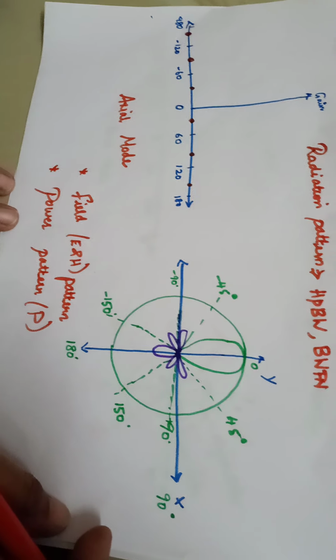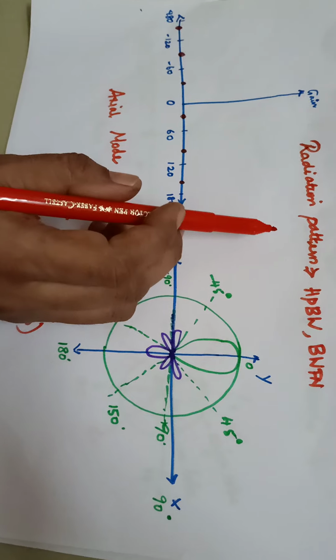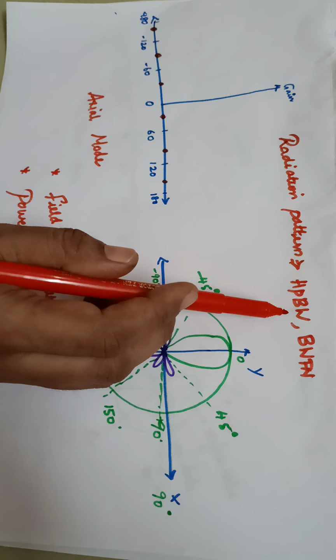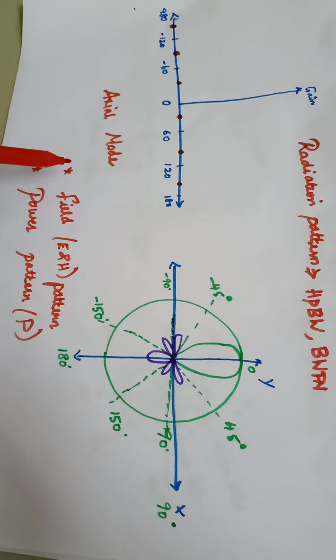Good morning, students. In today's session, I'm going to explain how to draw the radiation pattern and how to mark the parameters like half power beam width and beam width between first nulls. Now let us see the radiation pattern.